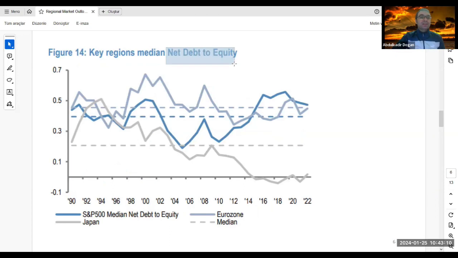And what is this? One of the items in our balance sheet and income statement. This is net debt to equity. Net debt is my cash, and cash-equivalent assets, which can be converted into cash in just 2 days, minus my short-term debt, meaning how capable I am of paying my short-term debt with my cash in 1 day, in 2 days.